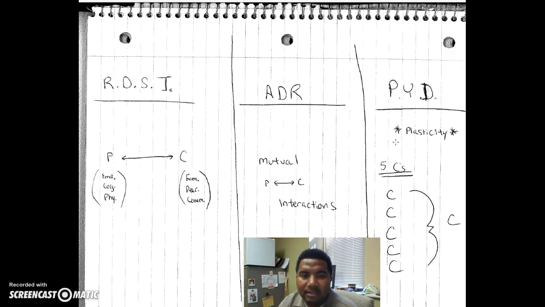It ties back to that piece of optimism, function of developmental science, that we want to optimize the development of the person. Okay, so that is relational developmental systems theory, adaptive developmental regulations, and positive youth development.